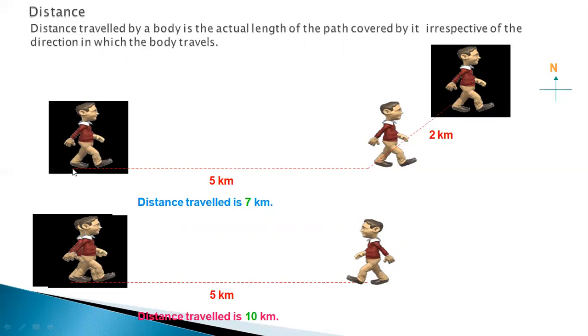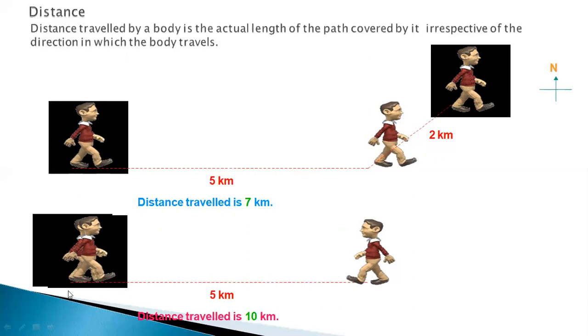He has started from here and again he is moving. So here he has stopped. So what is the distance traveled by him? It is the total path. So we are just adding the total path, 5 plus 2. So the total path is how much? 7 kilometer.